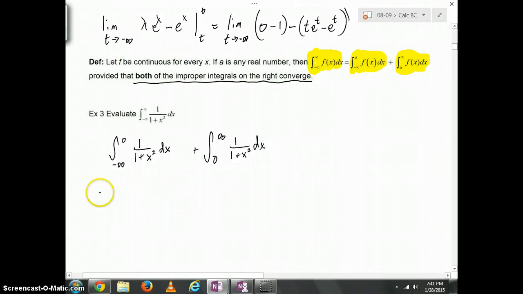And let's very quickly set up some limits. I'm going to let the limit as t approaches negative infinity be represented here. We'll have our t down below. Here's 0. And we have 1 over 1 plus x squared dx. For our second integral, I'm going to have another limit. I might have another variable represent infinity, like w, and we'll integrate from 0 to w of 1 over 1 plus x squared dx.